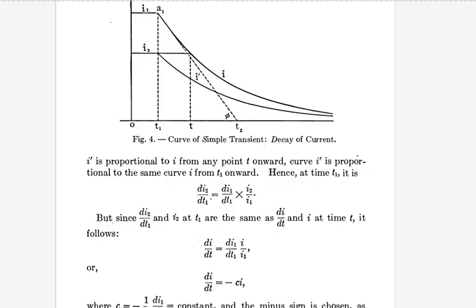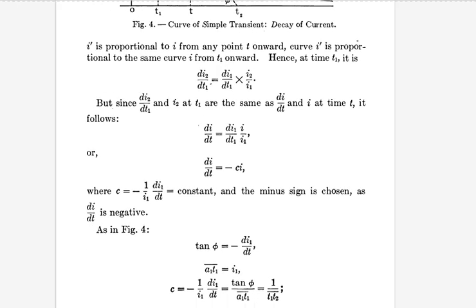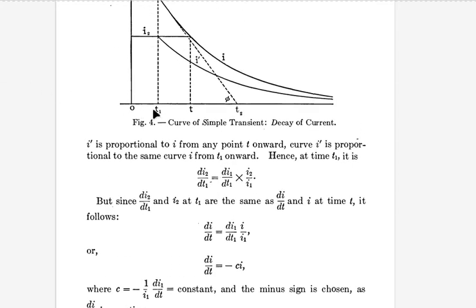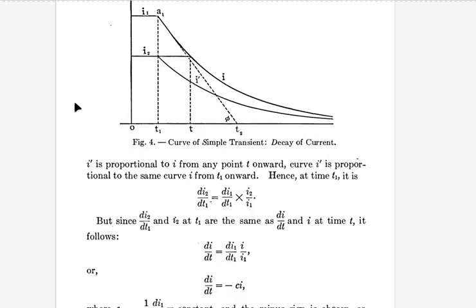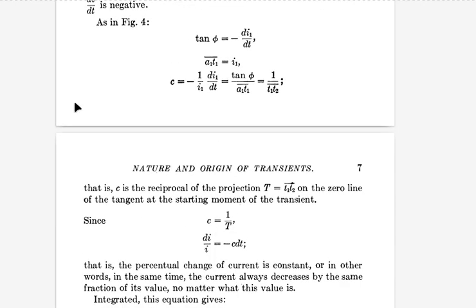The line A1 T1 equals I1. C equals minus 1 over I1 times di1 over dt. This equals tangent theta over the line A1 T1, and all equals 1 over the line T1 T2. That is, C is the reciprocal of the projection, large letter T equals vector T1 T2, on the zero line of the tangent at the starting moment of the transient. Constant C equals 1 over large letter T.